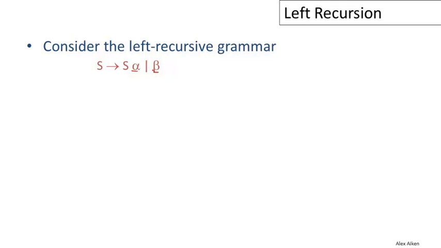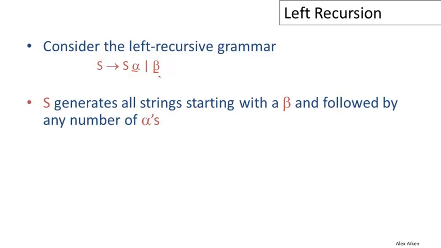or it goes to something else that doesn't mention S, and let's call that beta. And if you think about the language that this generates, it's going to generate all strings that start with a beta and are then followed by any number of alphas. But it does it in a very particular way. So if I write out a derivation here where I use the first production a few times, you can see what's going on.